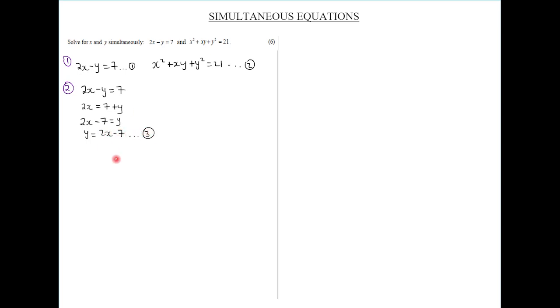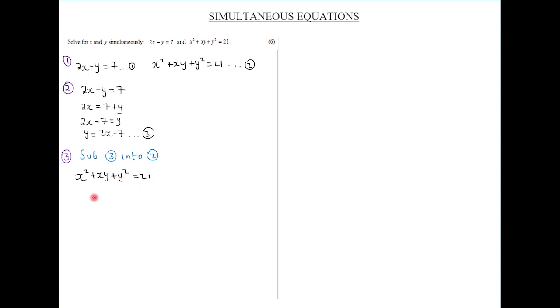Then step 3 is we need to substitute, right? So what are we substituting? Remember, now we have equation 3, and we got equation 3 from equation 1. So we're substituting equation 3 into equation 2, which is the equation that we didn't simplify from. So what is that equation? It is x squared plus xy plus y squared equals 21.